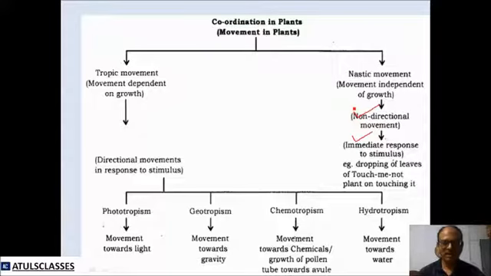The movement is seen. But some movements are very peculiar and they are dependent on growth. In absence of these stimulus, they do not grow. So we can categorize all these into four: phototropism, movement towards light; geotropism, movement towards gravity; chemotropism, towards chemicals; and hydrotropism, towards water.